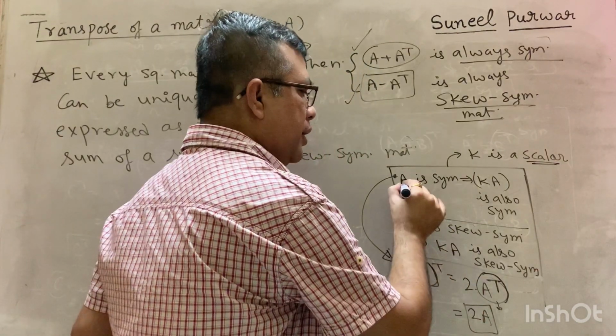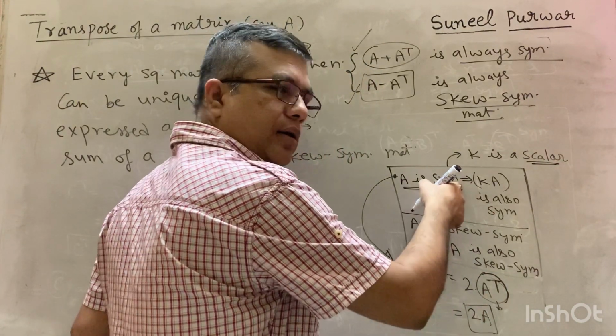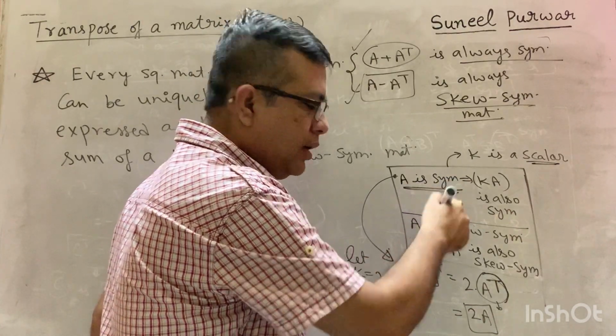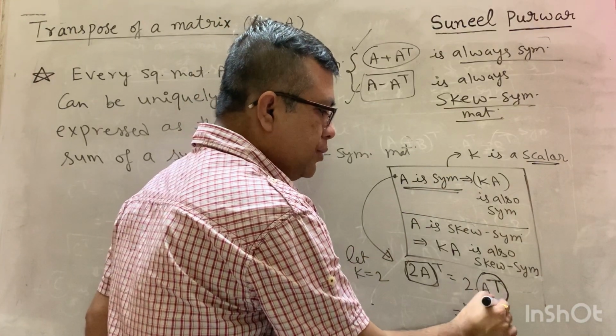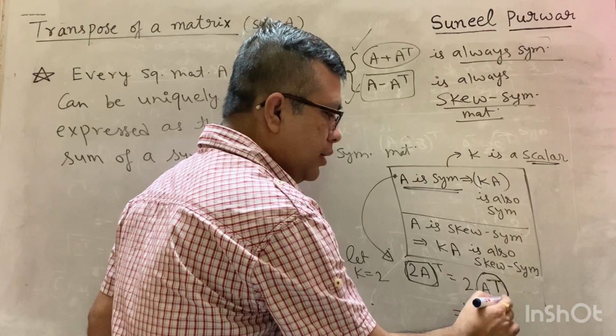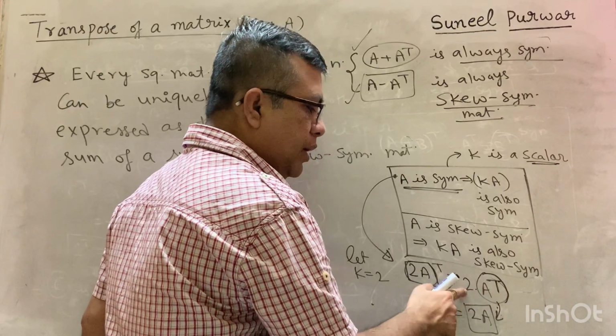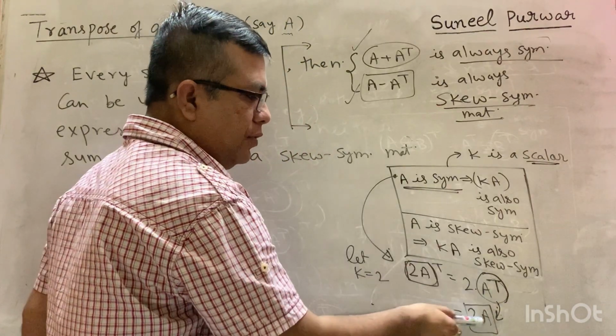ध्यान है ना, यहां पर क्या कंडीशन दी हुई है, if A is symmetric, only because A was symmetric, I could take A transpose equal to what? A. I could take A transpose equal to A, and it became what? It became 2 times of A. All right.